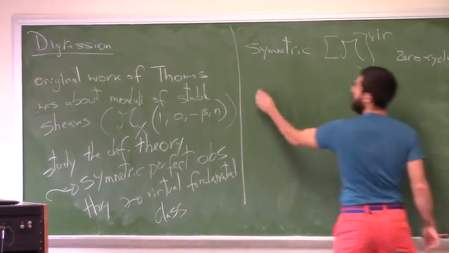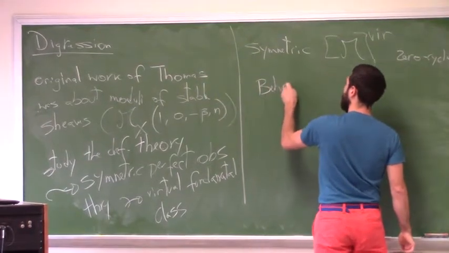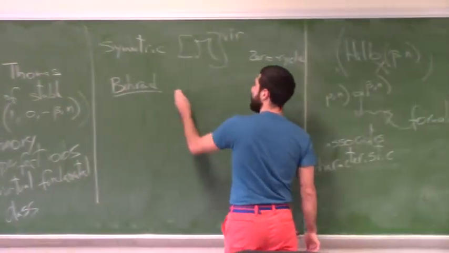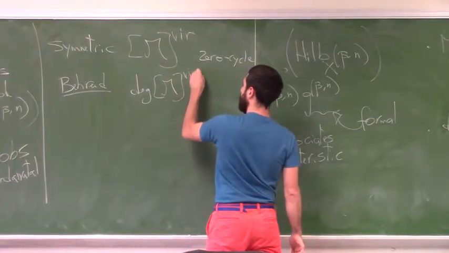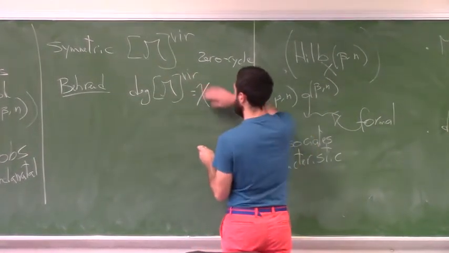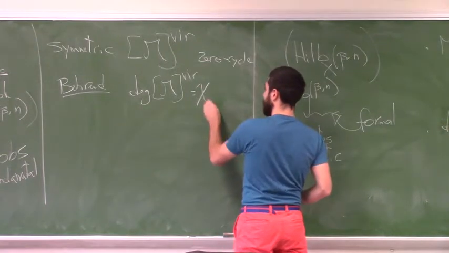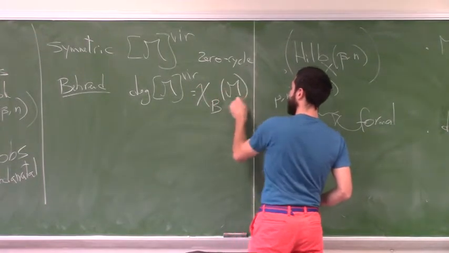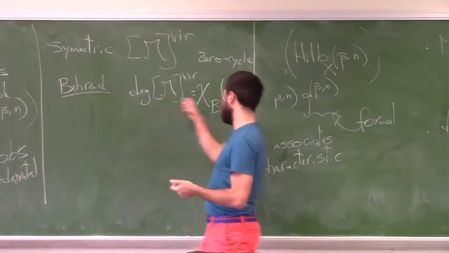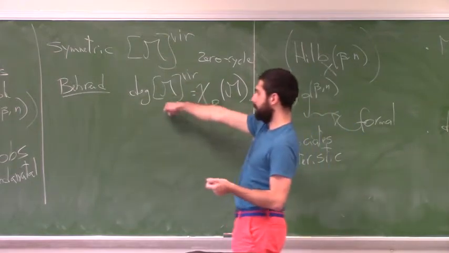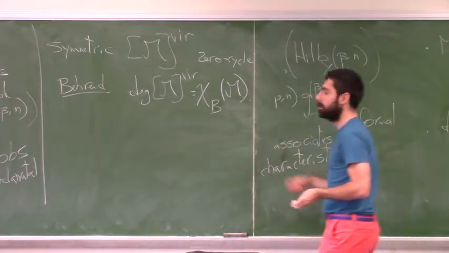and basically what Behrend proved is that the degree of this is the same as its Euler characteristic. So in the case when your moduli space has one of these symmetric perfect obstruction theories, then I could take the Euler characteristic of it, or I could take the degree of its virtual class, and I get the same thing.